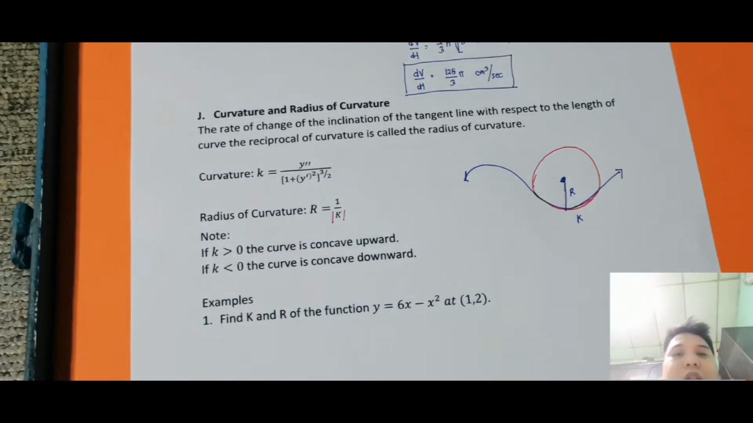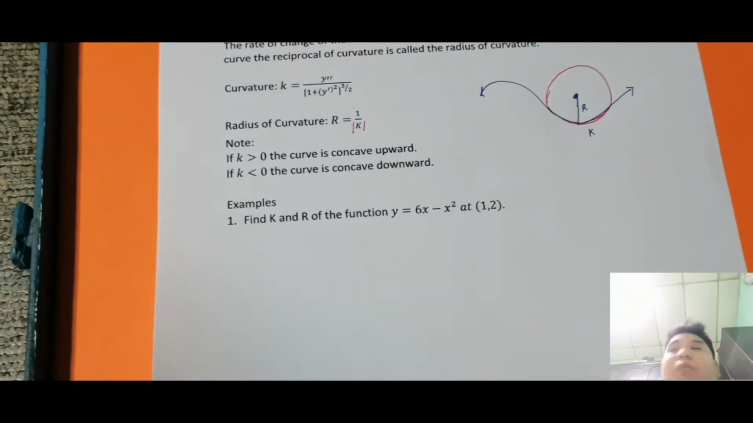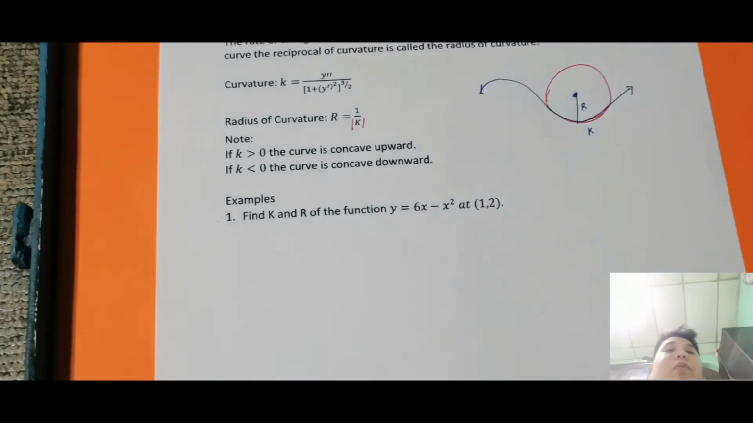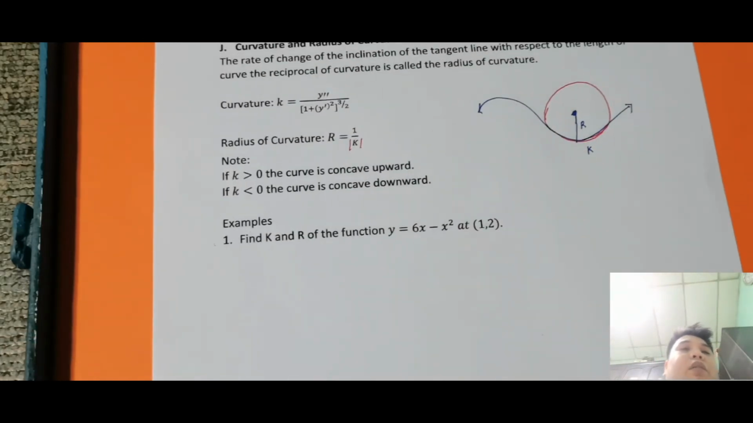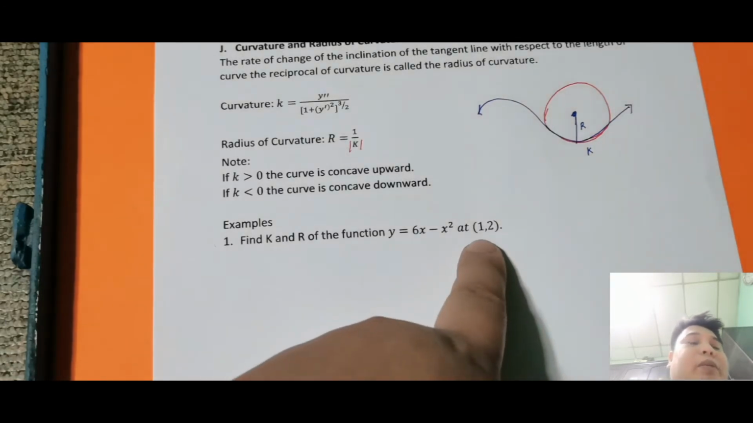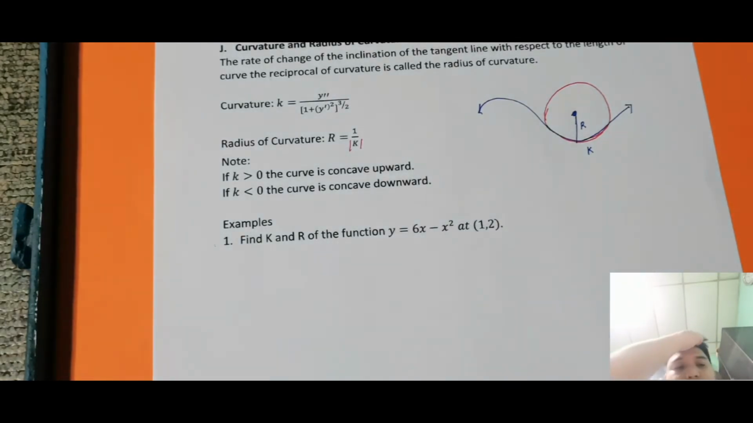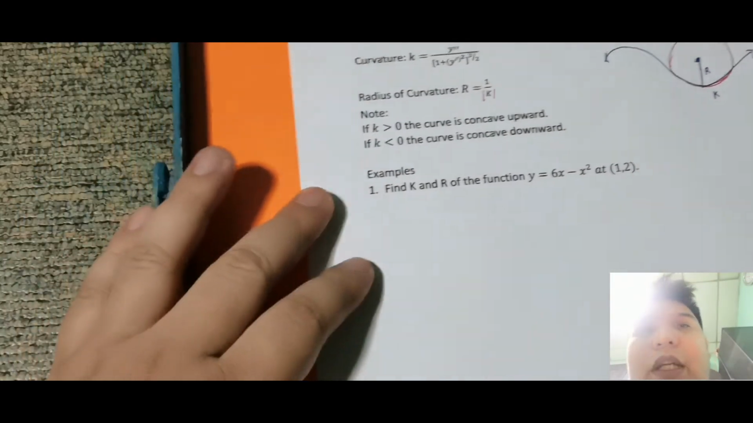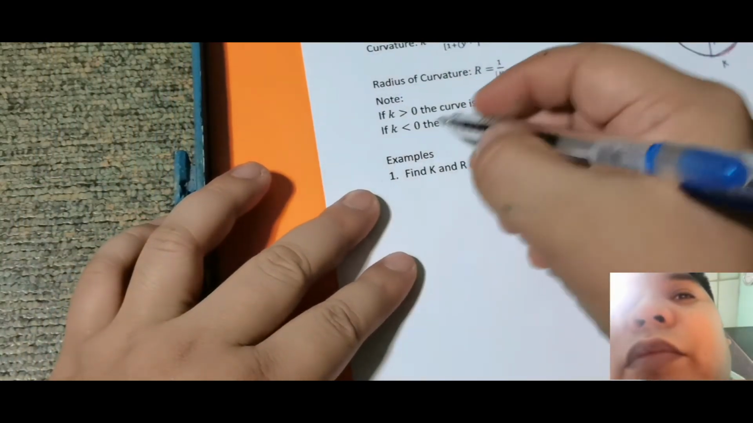Okay, so let's test this. I have two examples. Example number 1: find K and R of the function y is equal to 6x minus x squared at (1, 2). So what do we do first? The first thing to do is find y prime and y double prime, then evaluate y prime and y double prime at the value of the abscissa. There is no need to graph.